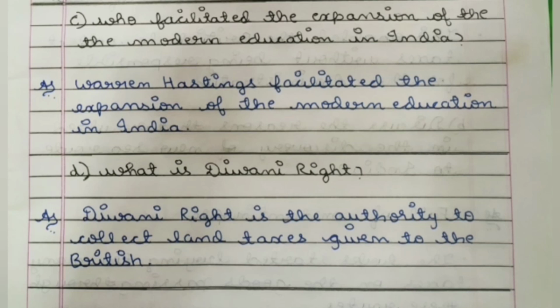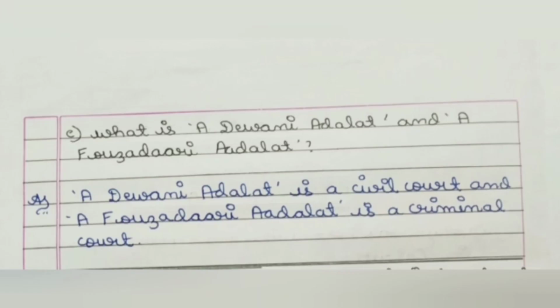Who facilitated the expansion of modern education in India? Warren Hastings facilitated the expansion of modern education in India. Moving on to the next question. What is Diwani right? Answer: Diwani right is the authority to collect land tax given to the British. Moving on to the next question.